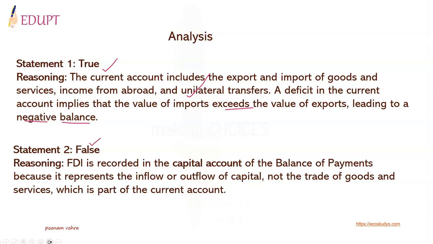Reason is that foreign direct investment is recorded in the capital account of the balance of payment because it represents the inflow or outflow of capital, not the trade of goods and services, which is a part of the current account. So you need to provide reasoning for both the statements, whether it is mentioned in the question or not.